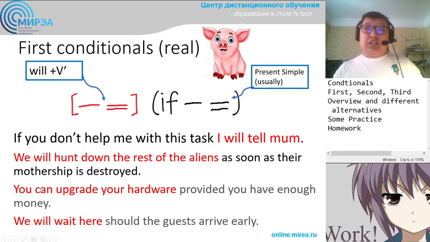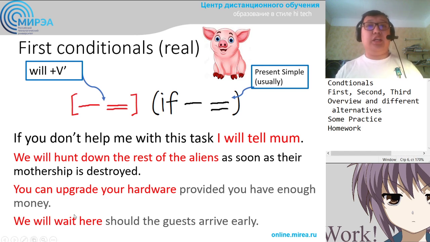Or you can use the word provided instead of if, but it's very bookish. So I put this sentence and this sentence in gray because these sentences are not so common. Provided and should instead of if make you sound a little bit bookish, not so colloquial, as you can say. It's very rare, but people use that and people understand that it's also a conditional sentence. So you can upgrade your hardware provided, so if you have enough money.